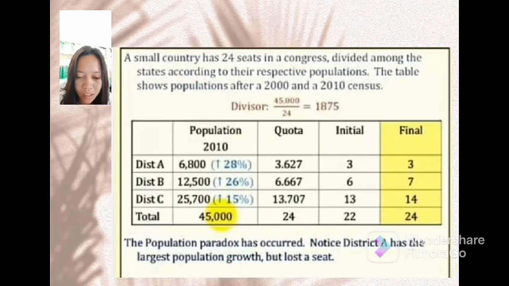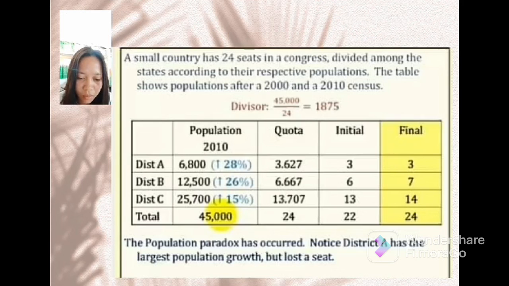A small country has 24 seats in Congress, divided among the states according to their respective populations. The table shows population after the 2000 and 2010 census. 45,000 over 24 is equal to 1,875. In State A, 6,800 divided by the divisor is equal to 3.627.